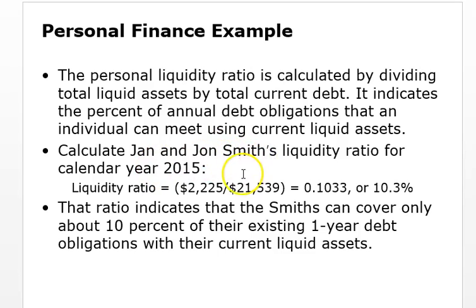So for Jan and John Smith, liquidity ratio of they have $2,000 in current assets and $21,000 in liabilities. So their liquidity ratio is pretty small. So that indicates that the Smiths can cover only about 10% of their existing one-year debt obligations. So that is actually a bad thing.